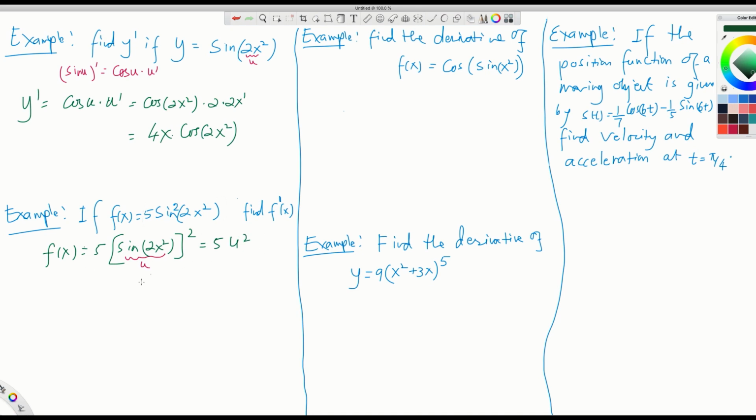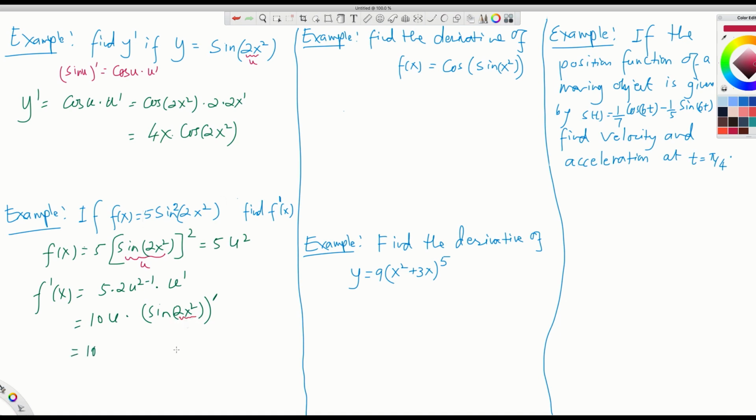Now you have to find the derivative of that. So what is f prime of x? f prime of x equals 5 times 2u to the 2 minus 1, times u prime. That is 5 times 2 is 10u times u prime. What is u prime? u is sine 2x squared, so I need its derivative. It is not just sine x, it is like sine of something else.